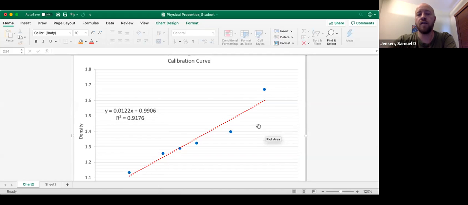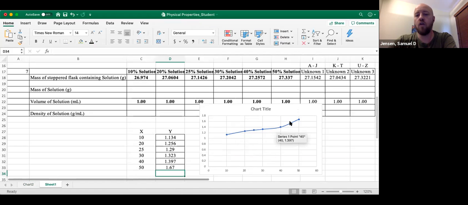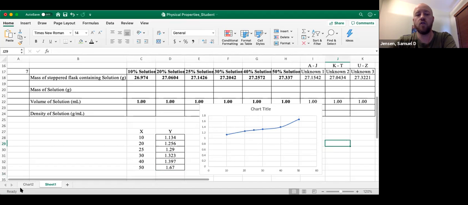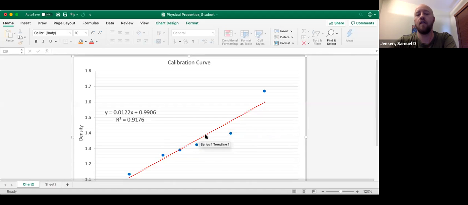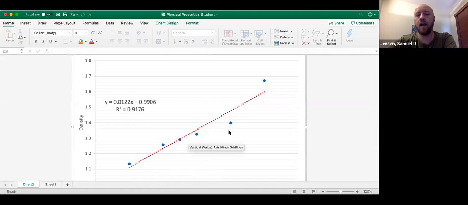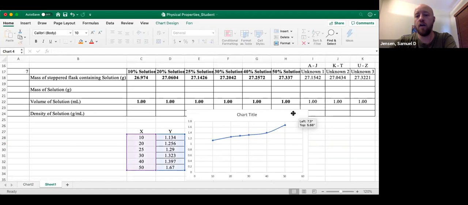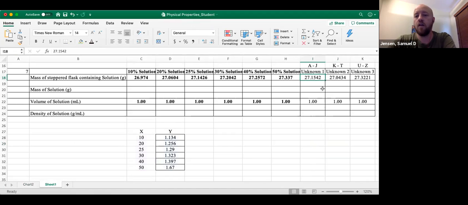Okay, so this is a separate kind of thing than connecting the dots with a nice smooth line. You should have a trend line, not connecting all the dots with a line. And then over here you have your unknown. Here is your unknown.